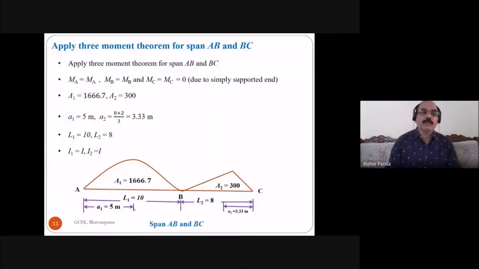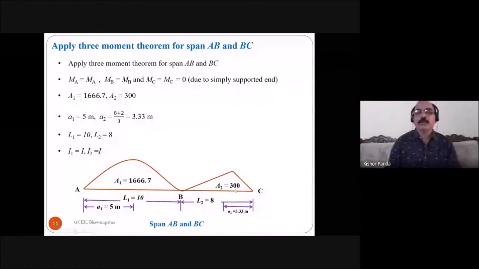Then a1 is equal to 5 meter. Then this is the triangle, so you have to find out the central distance of this one. But this is your eccentrical triangle. So already in the last class I have explained how to find out the central distance if the triangle is eccentrical.